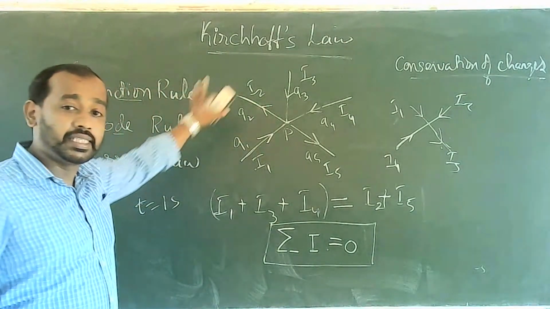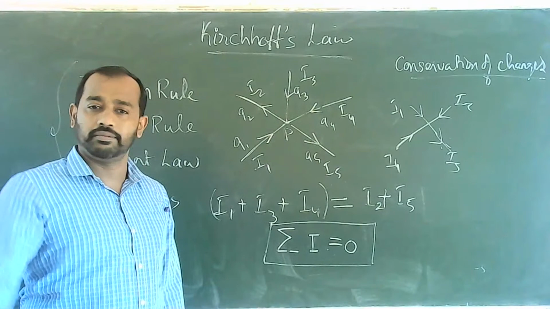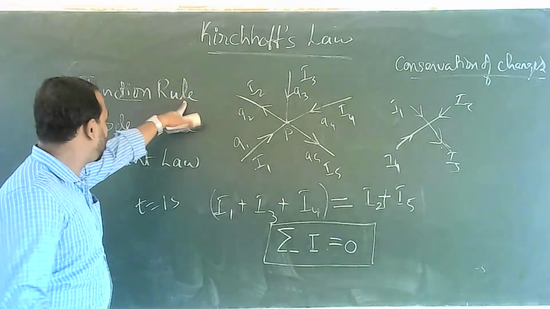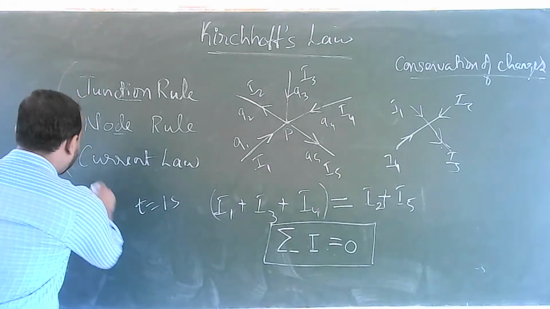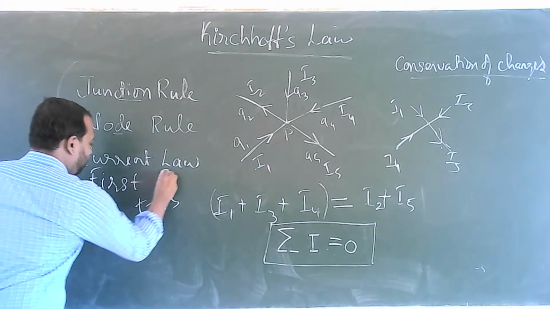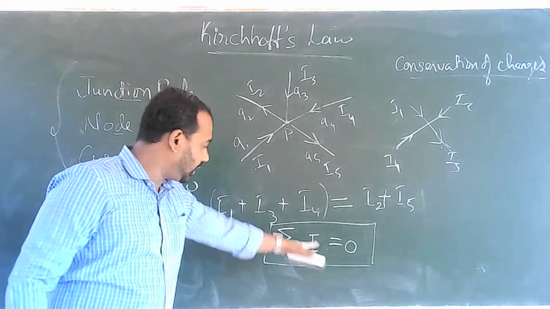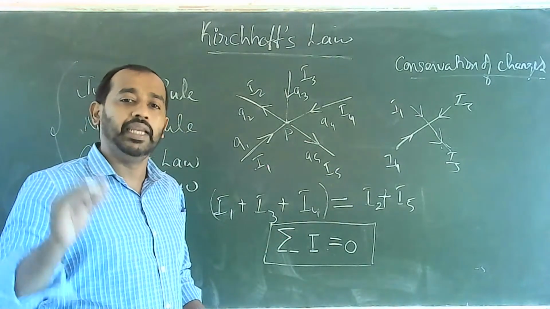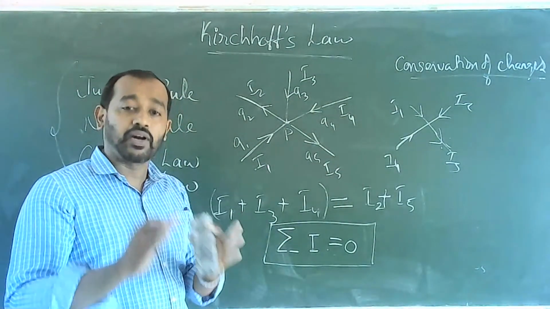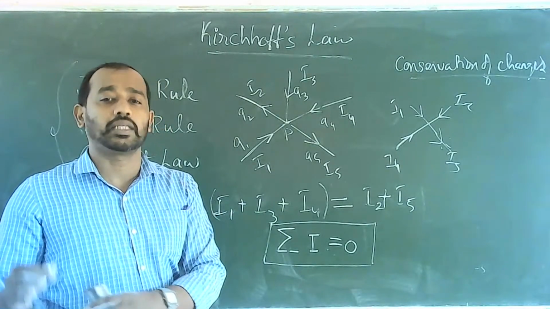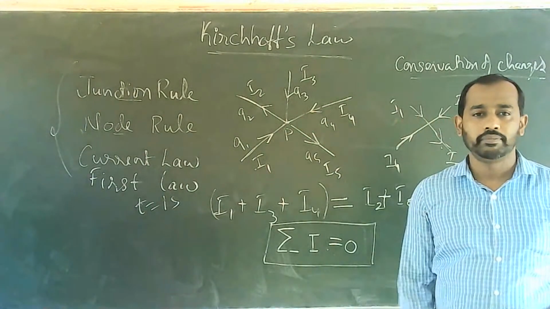And students, also remember that since the current law is stated first, it is also known as Kirchhoff's first law. Kirchhoff's junction rule, Kirchhoff's node rule, Kirchhoff's current law, or Kirchhoff's first law, they are one and the same. It just shows that the algebraic sum of current at any junction is equal to 0. Or the sum of current entering the junction should be equal to the sum of current leaving the junction. So that's the meaning of Kirchhoff's current rule.